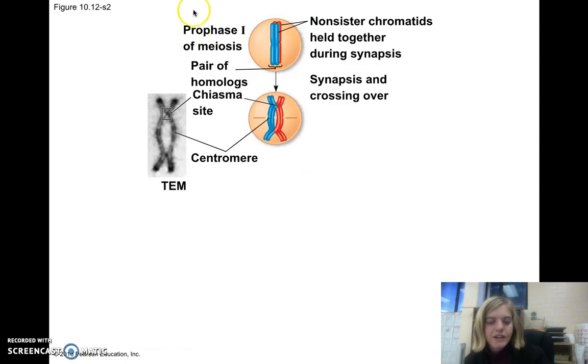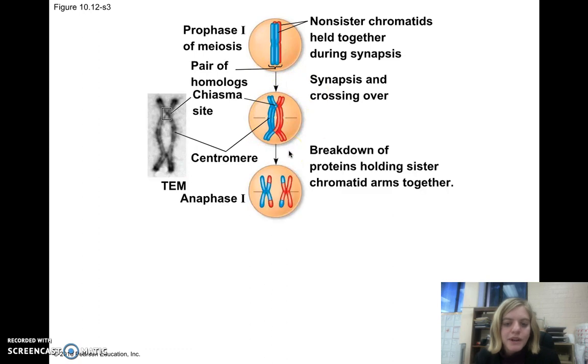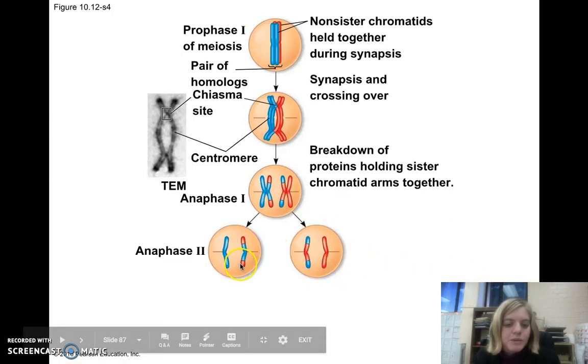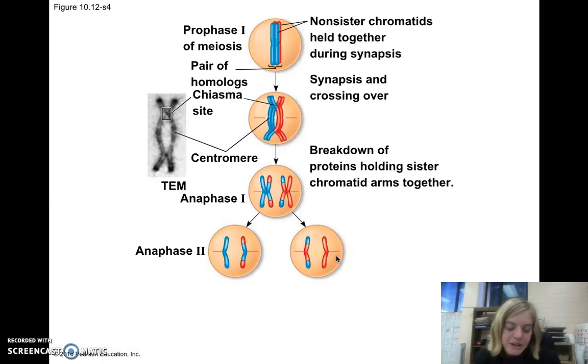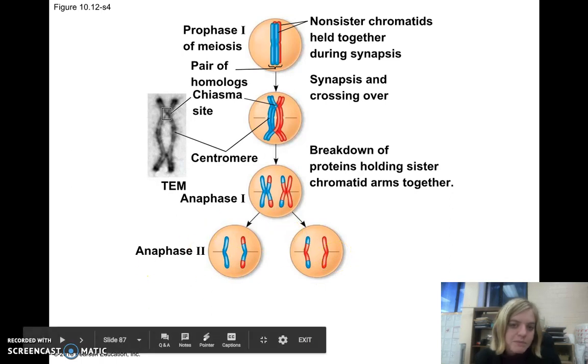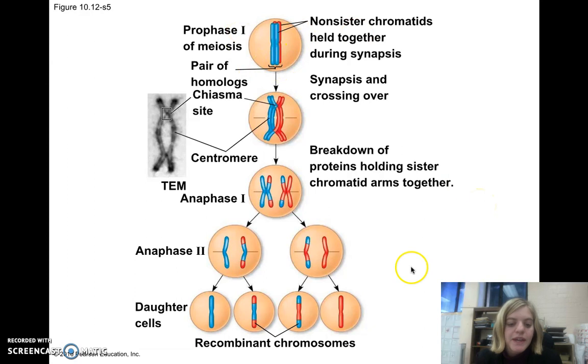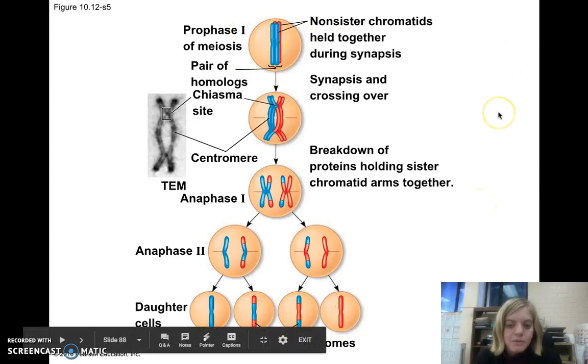And so this also increases the genetic variation in the population. You can see here, we start out with all blue and all red, but after synapsis and crossing over, we end up getting a little bit of a different chromosome in these sister chromatids. And then, once those are separated, you get very different chromosomes than your original parents. And then each of these daughter cells is completely different from the other and also from the parents. They're all genetically unique because of these recombinant chromosomes.